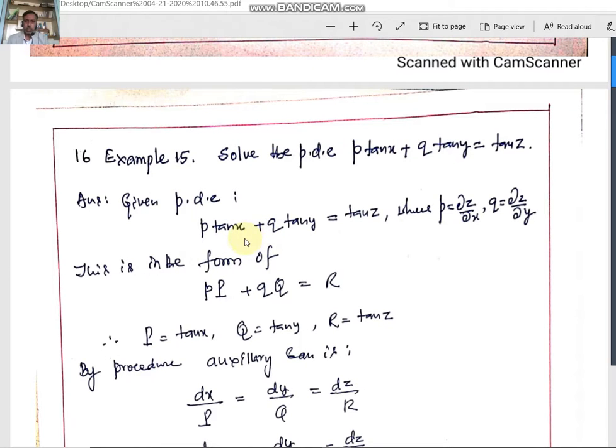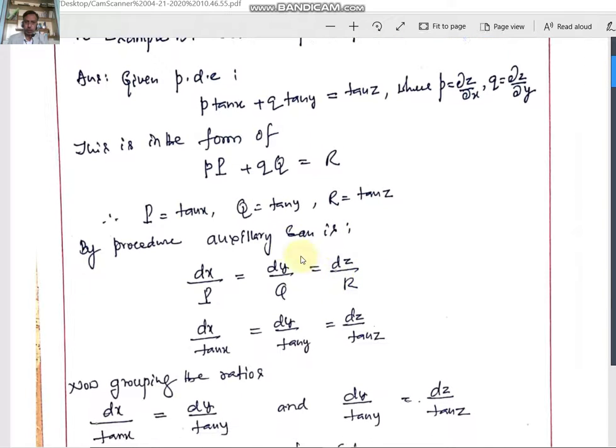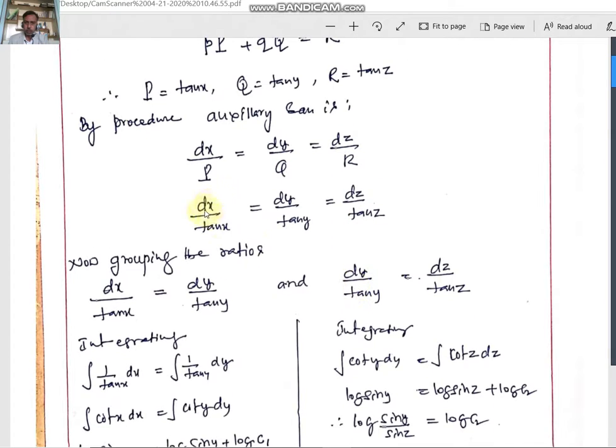Here small p stands for dou z by dou x, small q stands for dou z by dou y, and this is in the form of p into capital P plus q into capital Q is equal to R, where capital P is tan x, capital Q is tan y, and capital R, the right hand side function, is tan z. So now let us write the three ratios called the auxiliary equation, that is dx by capital P is equal to dy by capital Q is equal to dz by capital R. That is dx by tan x is equal to dy by tan y is equal to dz by tan z.